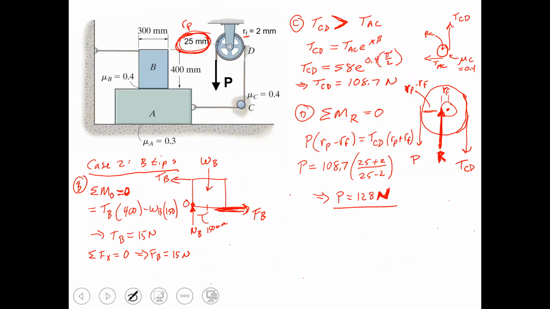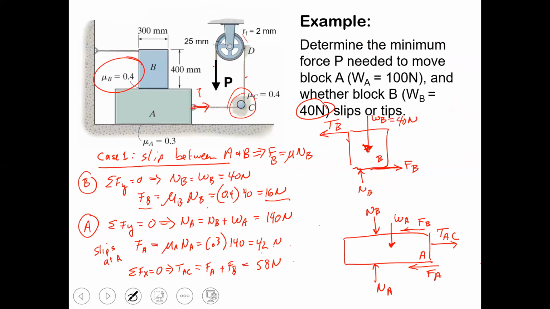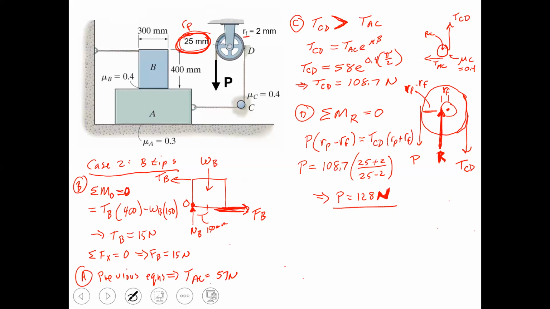Well, we can propagate all that work we did to find the answer, and on A, we can take all those previous equations and find that it's going to take 57 newtons only to get that thing to tip, instead of 58 newtons that we found to make it slip. We don't want to do that because it's late.